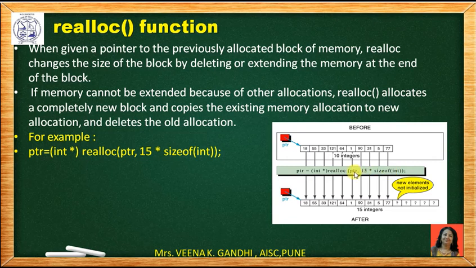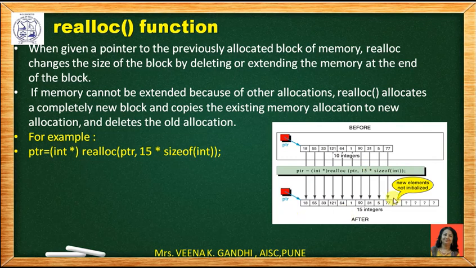Okay, so we want to reallocate that ptr 15 into what size of int. Now the first 10 bytes are there previously, and we want 5 bytes more. So the new size will be the previous block size plus 5 more. So 15 will be the size of the new block.